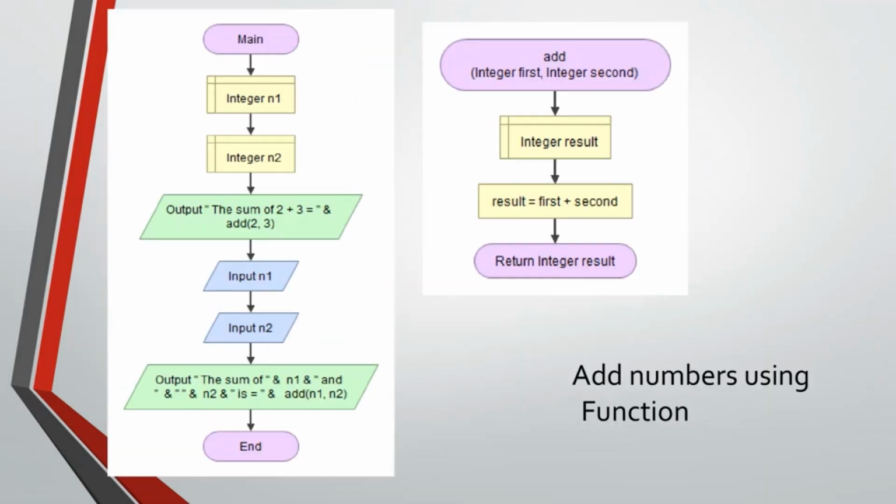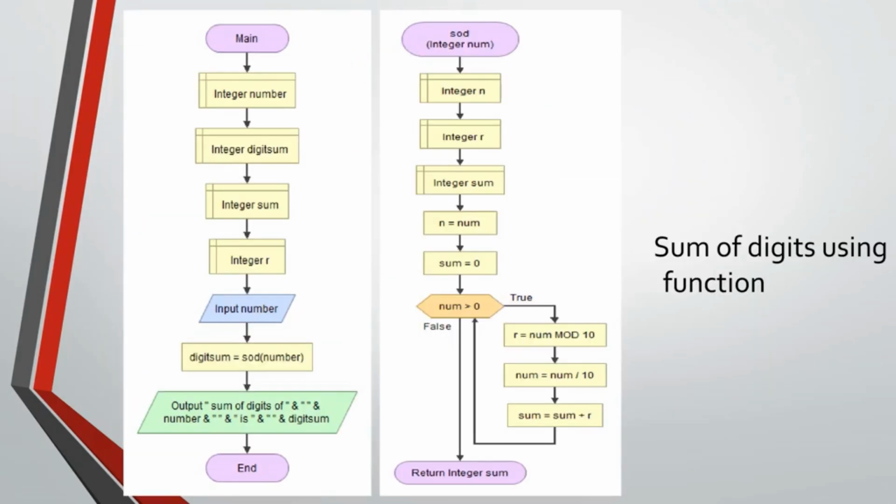Add numbers using a function. Sum of digits using a subfunction. In main, declare number and digit sum, which are of integer data type. 1 input for taking the number from the user. 1 assign statement to store the function sod's return value in the digit sum variable. 1 output statement to display digit sum.